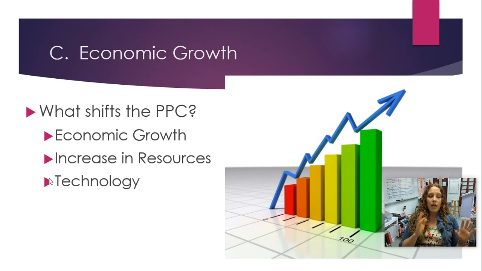So any kind of increase in resources. We've discovered that this mineral that we thought was worthless can be used to power rocket ships or something like that. We developed new machinery. We got more productively efficient. We got better training for our workers so they can produce more. All of those things would cause it to shift out.